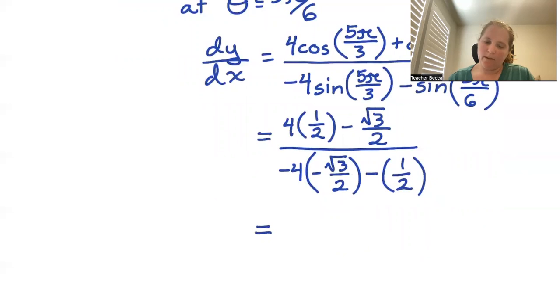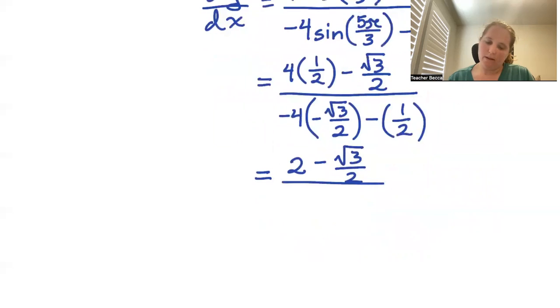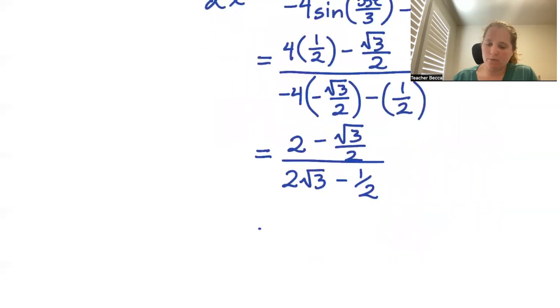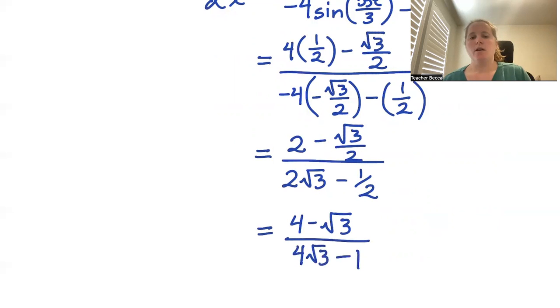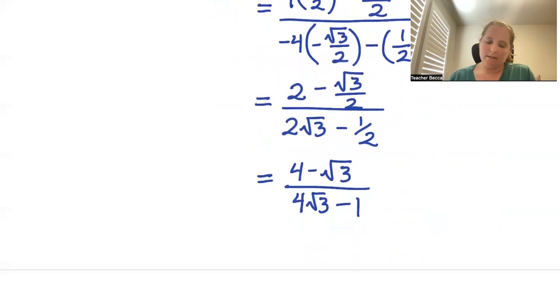So we wind up with 2 minus root 3 over 2, all over 2 root 3 minus a half. Or if we multiply the numerator and denominator by 2, this is equivalent to 4 minus root 3 over 4 root 3 minus 1. Of course, we could rationalize the denominator if we wished. I'm going to leave it as is. So this is our slope.